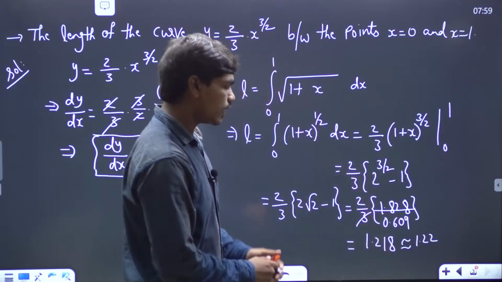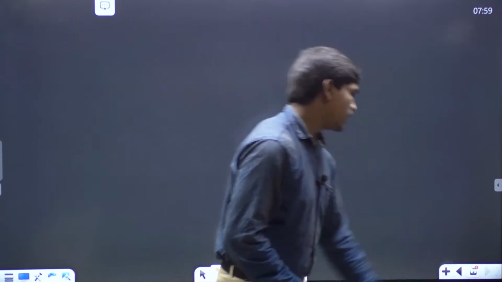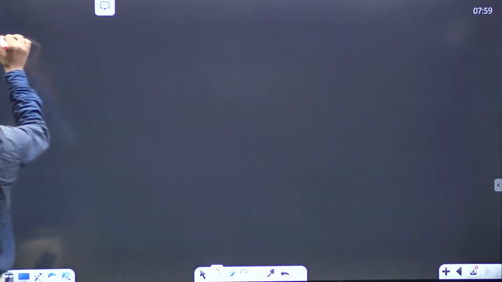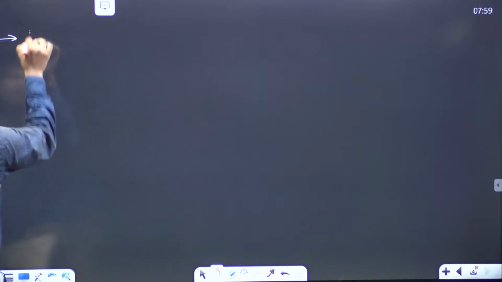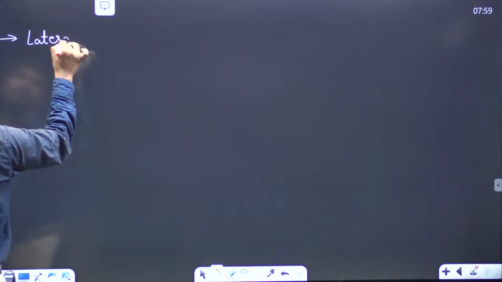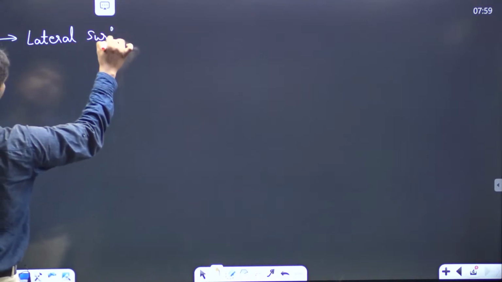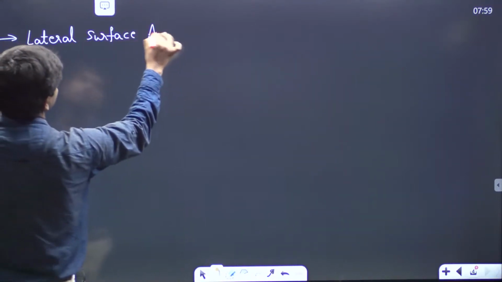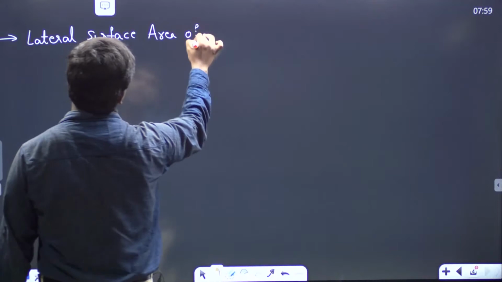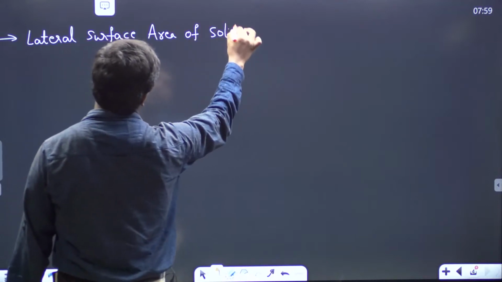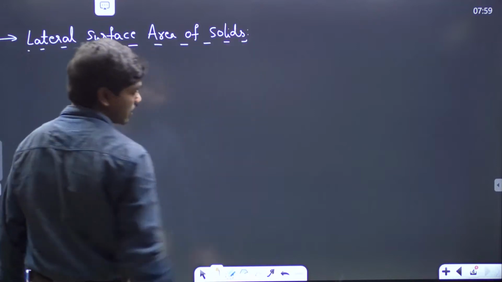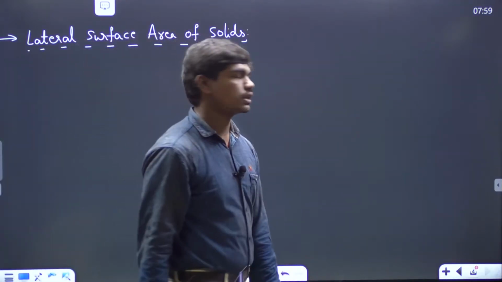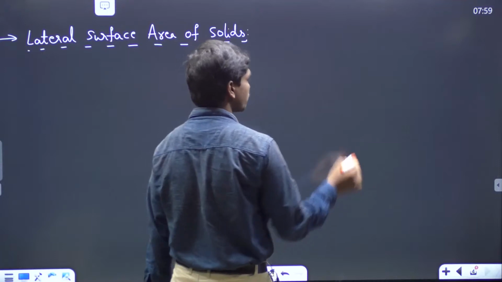Okay, so now moving ahead in this lecture, I would like to give you one particular concept of integration, finding lateral surface area of solids. Lateral surface area of solids. Now see here carefully.